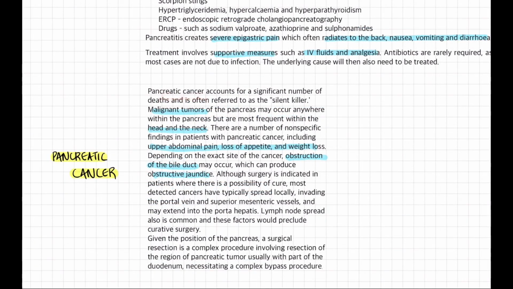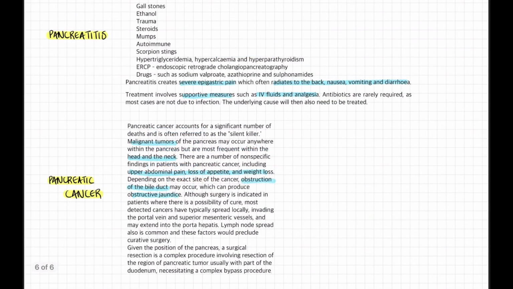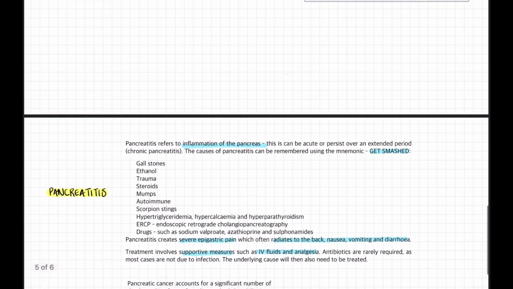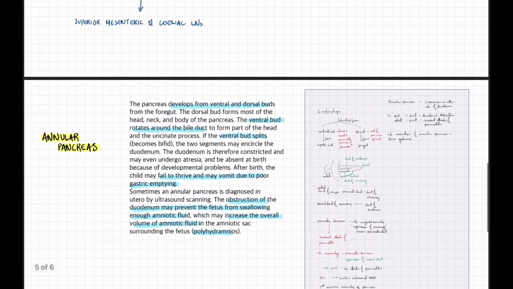Pancreatic cancer accounts for a significant number of deaths. The malignant tumor of pancreas may occur anywhere within the pancreas but is most frequent within the head and neck. Non-specific findings in patients are upper abdominal pain, loss of appetite, and weight loss. Depending on the exact site of cancer, obstruction of bile duct may occur, which can produce obstructive jaundice. So these are some of the important aspects in anatomy and applied anatomy of pancreas.